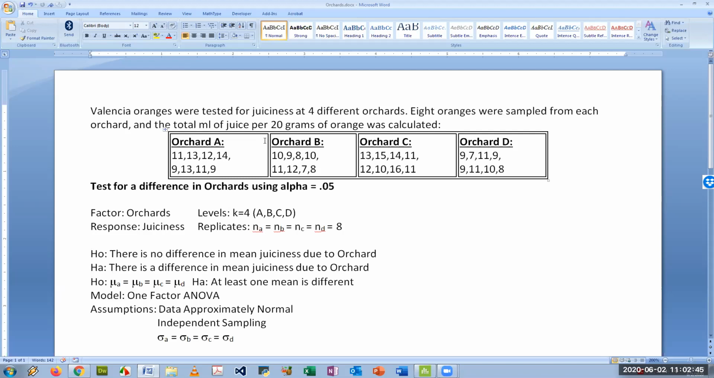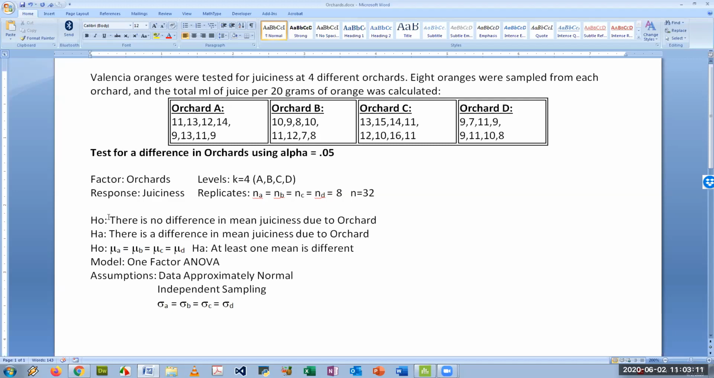So we have 4 orchards, and that will be our factor. Orchards, that's the categorical variable. And we see we have 4 levels, call them A, B, C, D. And juiciness is the response variable. And we have 8 replicates in every treatment. This is a balanced design. So n1, n2, n3 and n4 are all equal to 8. So the total sample size N is equal to 32. We add up 8 times 4 is 32.